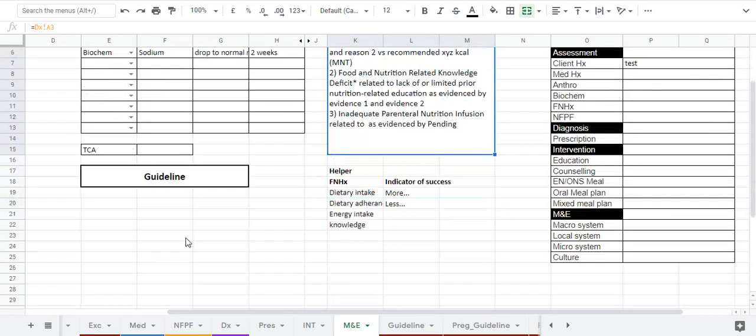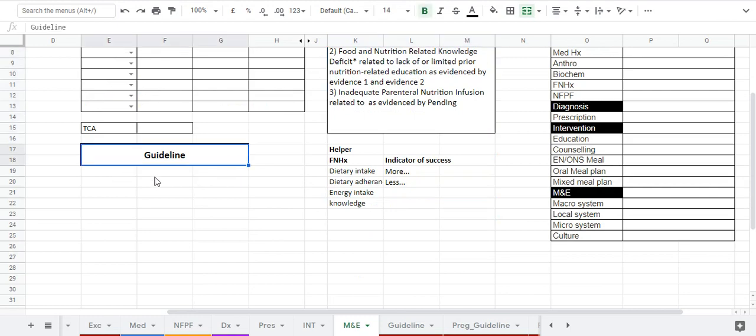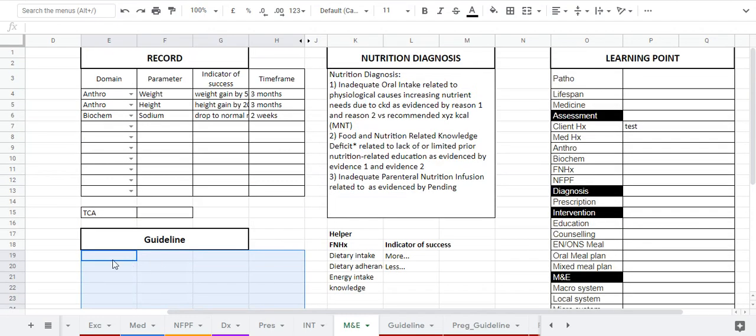The guideline is a concept that I didn't manage to work with. So if you look at your M&E guidelines or any guidelines in general, there will be guidelines on what parameters to monitor for a specific disease. That was what it was meant to do, this guideline section, to show the appropriate MNT with the appropriate parameters to monitor. But that's a concept that I didn't actually come around working on.